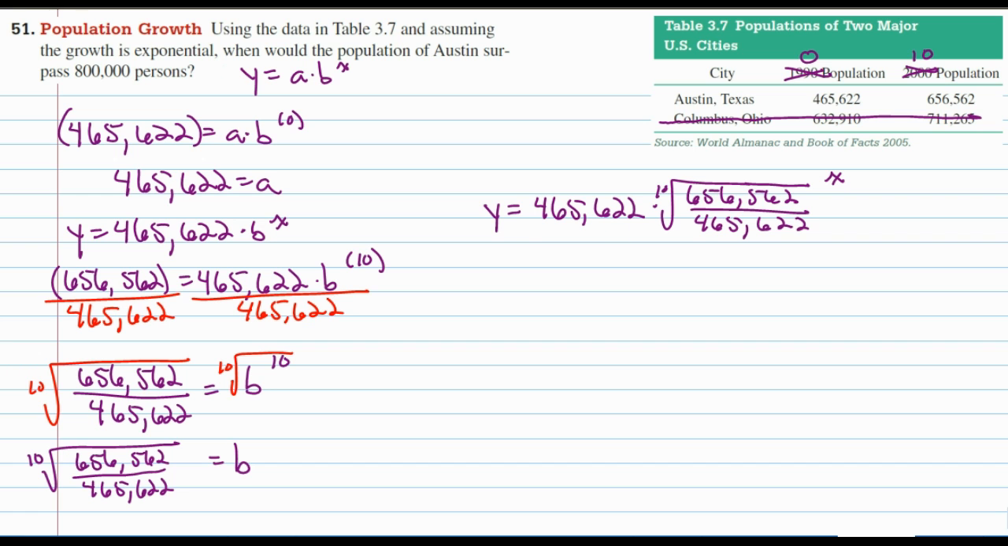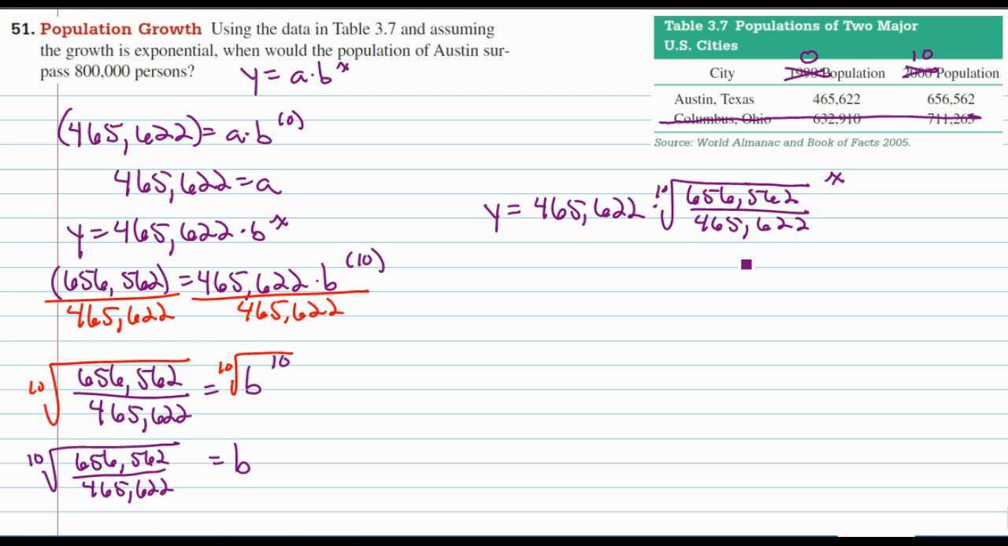So now I've got my equation for exponential growth, 465,622 times the 10th root of 656,562 over 465,622, to the x. So now I got to work on getting that into my y equals and finding out when Austin's population will surpass 800,000.